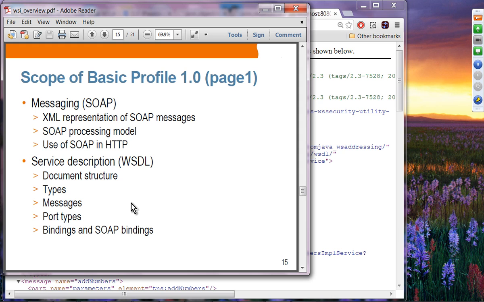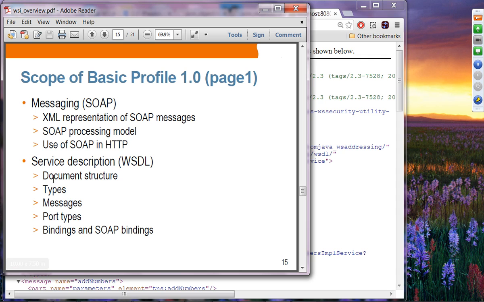So when we did the exercise with SoapUI on day 2, SoapUI has a way of checking whether your WSDL document is compliant with the basic profile. That was one of the exercises we've done, right? So that's basically what we are doing here. In SOAP and WSDL, they define several rules relevant to the XML representation of SOAP messages, the SOAP processing model, and use of HTTP with SOAP.